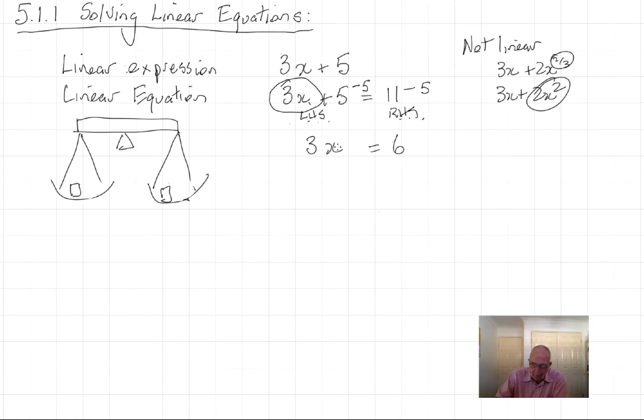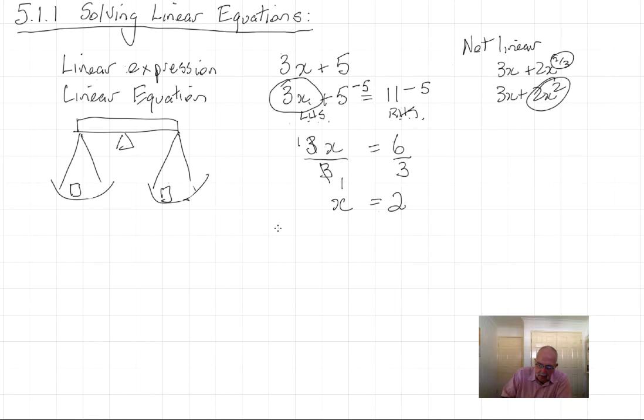We know that 3 is connected to the x by a multiply. So the opposite of multiplying by 3 is to divide by 3. So if we divide that side by 3, we've got to divide this side by 3. Why did we divide by 3? Because 3 into 3 goes once, 3 into 3 goes once. Once x is x over 1, x over 1 is just x, equals 6 over 3 is equal to 2. And there's our answer.